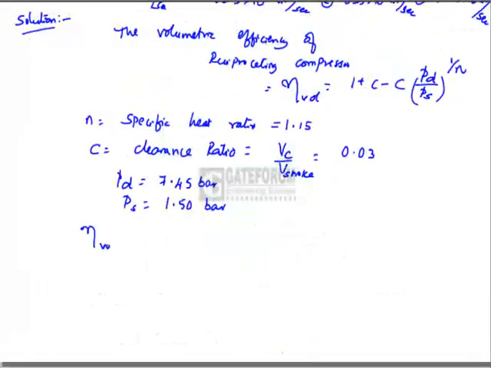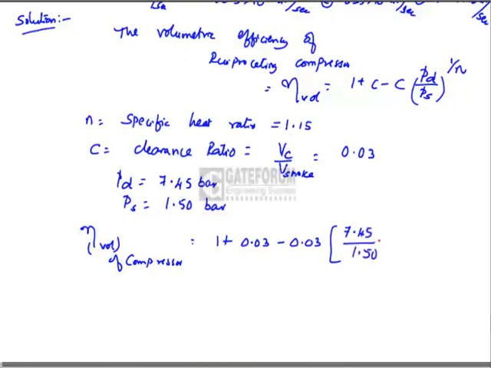Therefore, the volumetric efficiency of the compressor is equal to 1 plus 0.03 minus 0.03 times (7.45 divided by 1.5) to the power of 1 by 1.5. We will obtain a volumetric efficiency in the range of 70 to 75%. Now he has asked for the actual volume displacement rate.